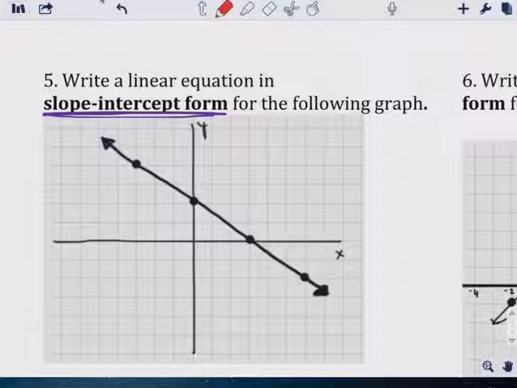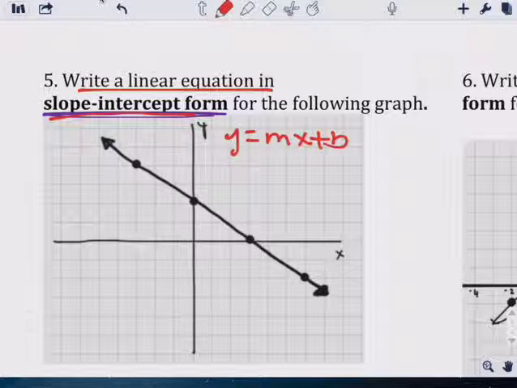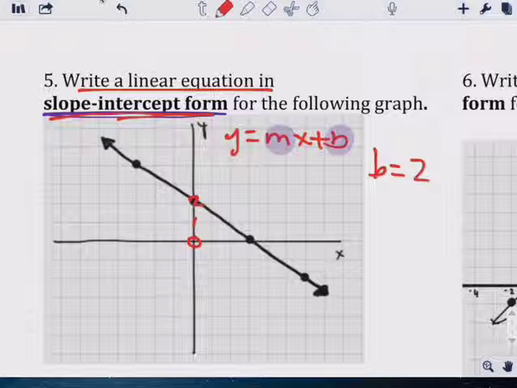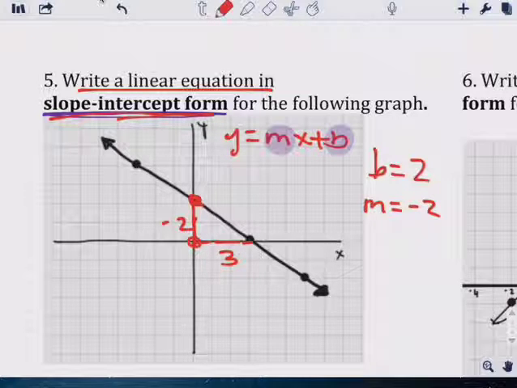Okay, remember, slope-intercept form is y equals mx plus b. We want to write a linear equation in slope-intercept form. So we need to see if we can replace the m and the b. So we can find b. We know that's 0, that's 1, 2. So b is 2. The slope then is from here. So you have to go down 1, 2. That's a negative 2. So m is negative 2 over 1, 2, 3, over 3.